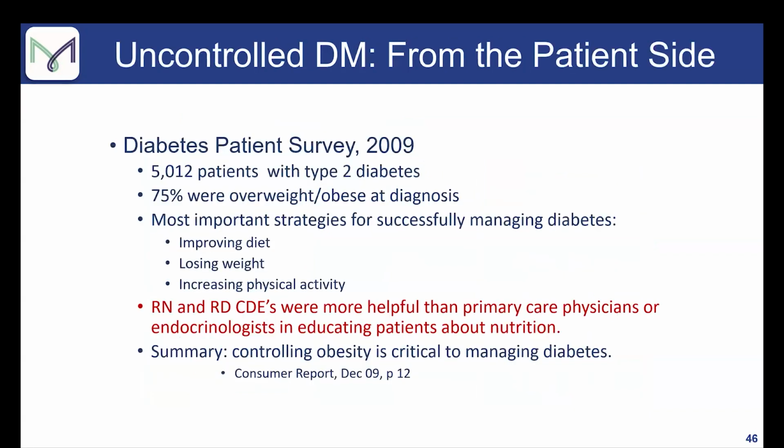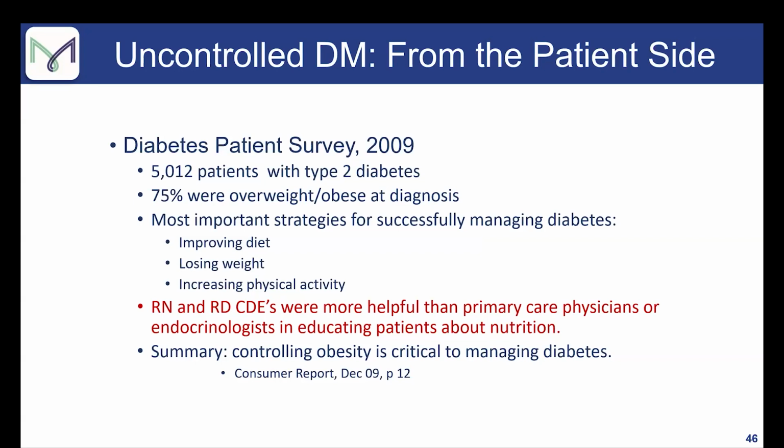And next, from the patient side, this is a survey that I saw from Consumer Reports. They surveyed 5,012 patients with type 2 diabetes. 75% at this time, this is a few years ago now, were overweight or obese at diagnosis.